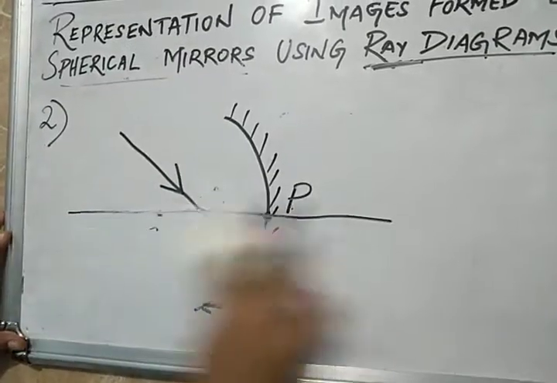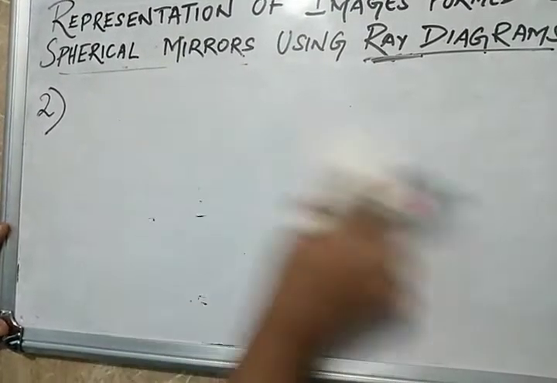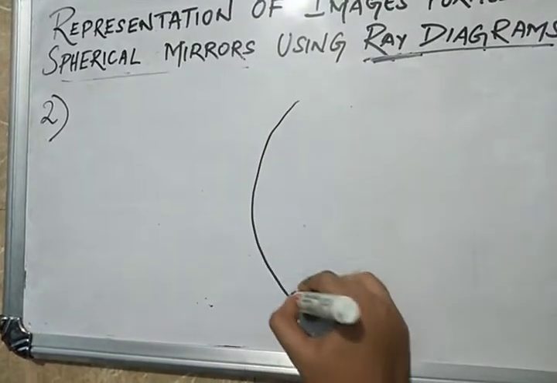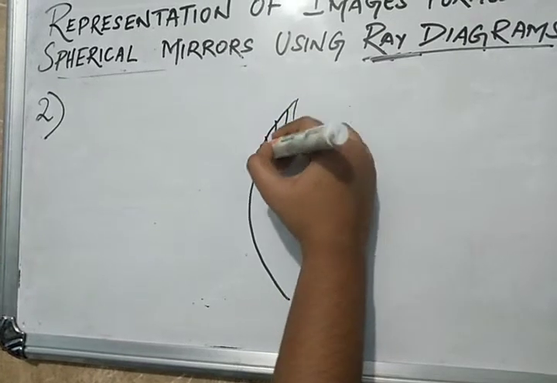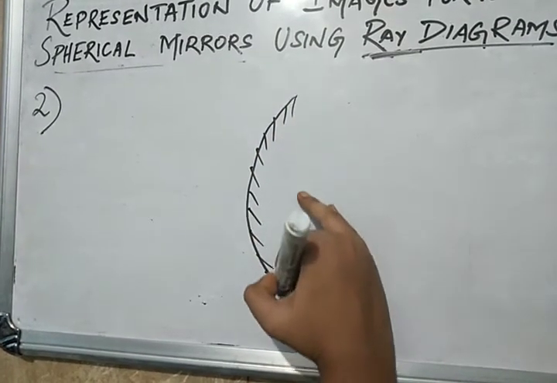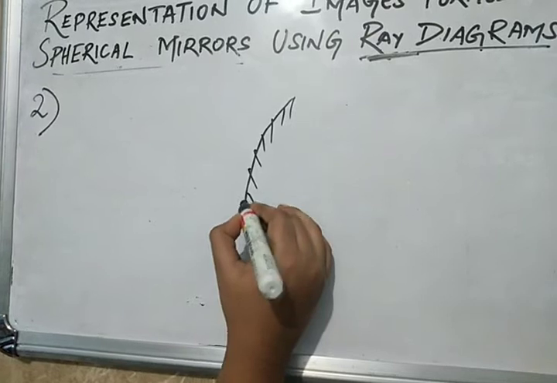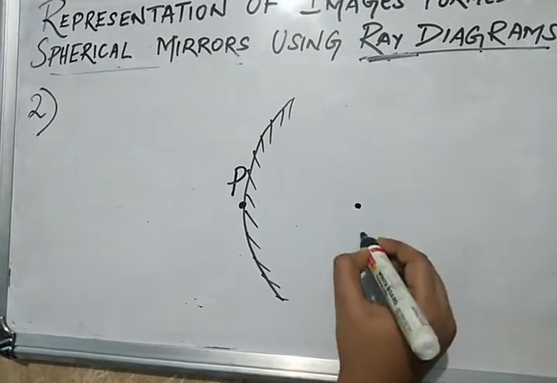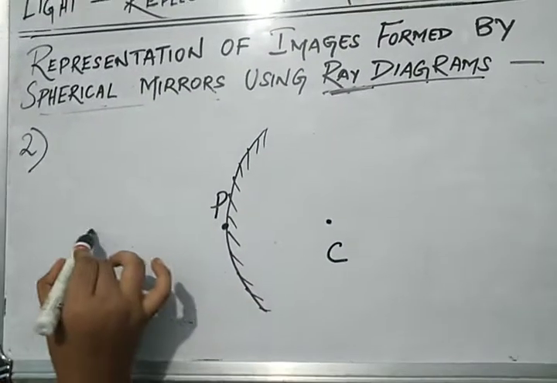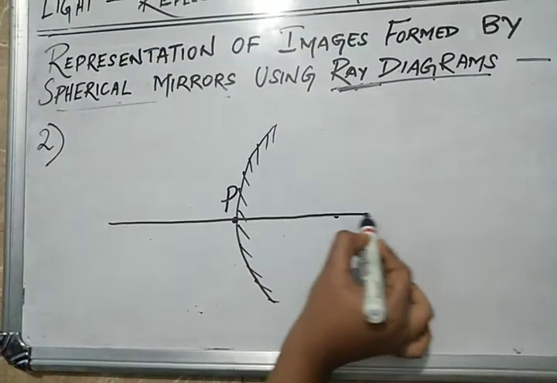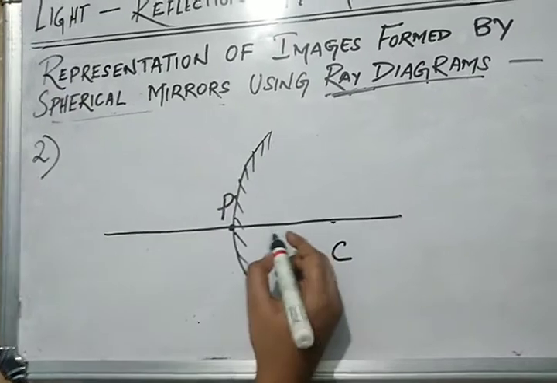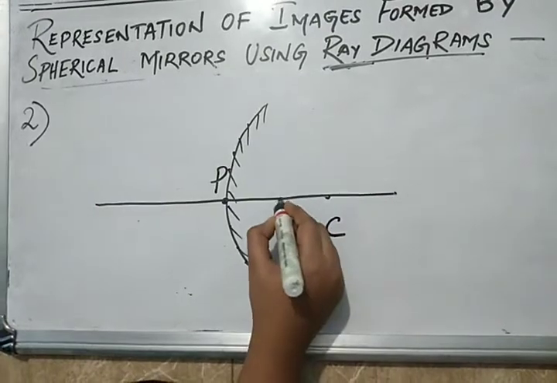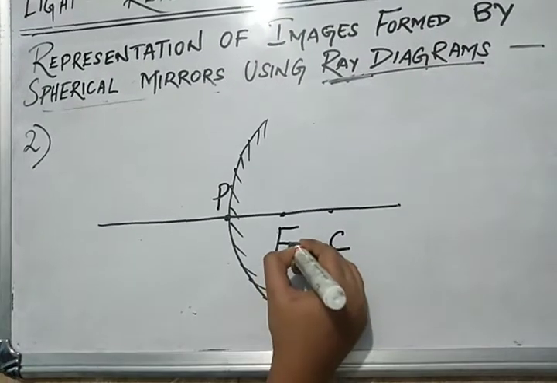Now in case of a convex mirror, I take my convex mirror to be like this and the rough surface is over here, inwards. Here is the pole. This is my center of curvature. An imaginary line passing through the pole and the center of curvature is the principal axis. In between the pole and center of curvature is the principal focus.